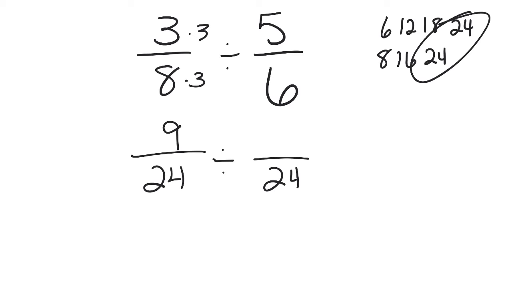And then same thing here. How did I get from 6 to 24? I did 6 times 4, so 5 times 4. So we can clearly see that 9/24 is less than the 20/24, so I'm not going to get a whole.